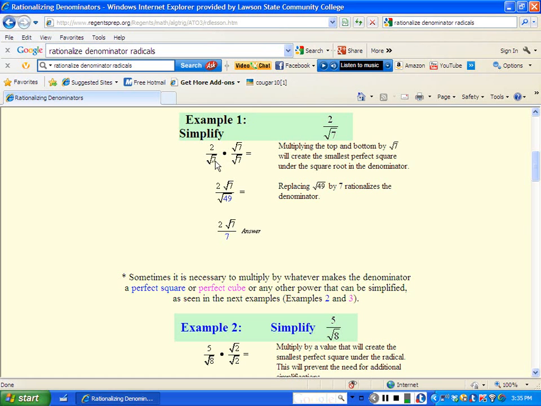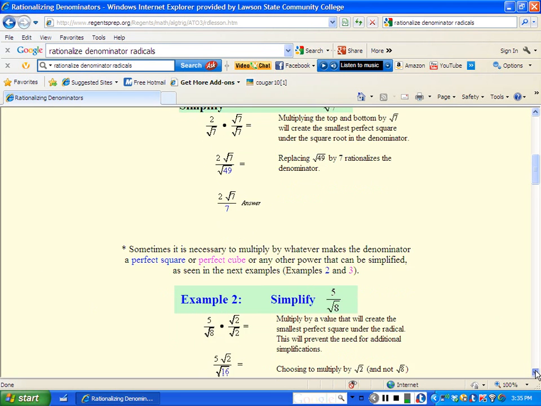We want to multiply that number by another number that will give us the lowest perfect square. So 7 times 7 will give us a perfect square. In the next line you have 2 times the square root of 7, because we're just multiplying the two numerators together, and the square root of 7 times the square root of 7 is square root of 49, which is 7. Voila, the radical is now out of the denominator.